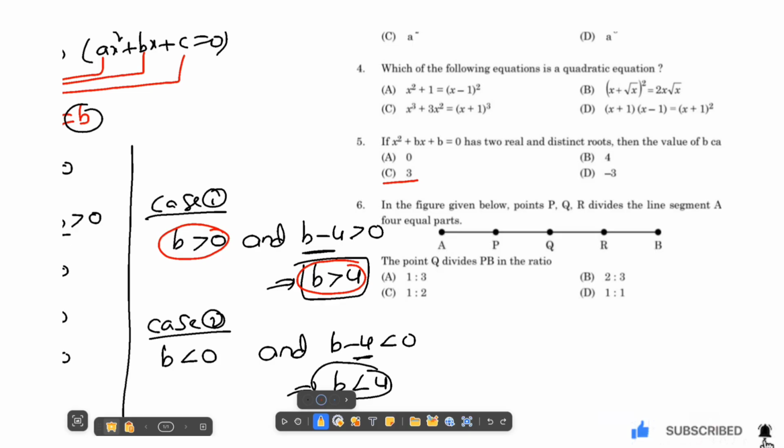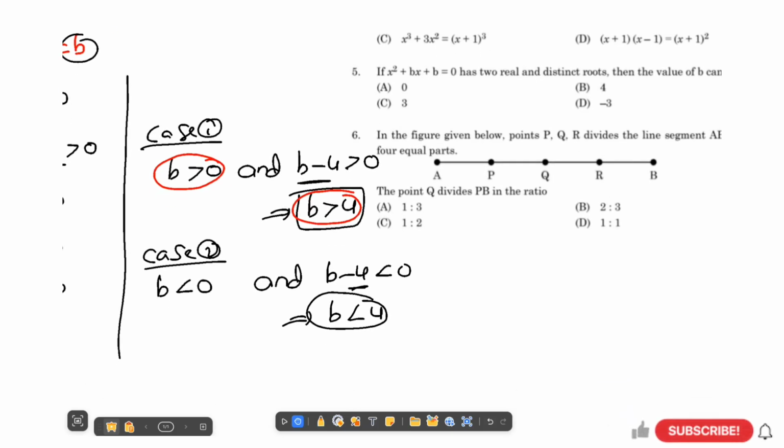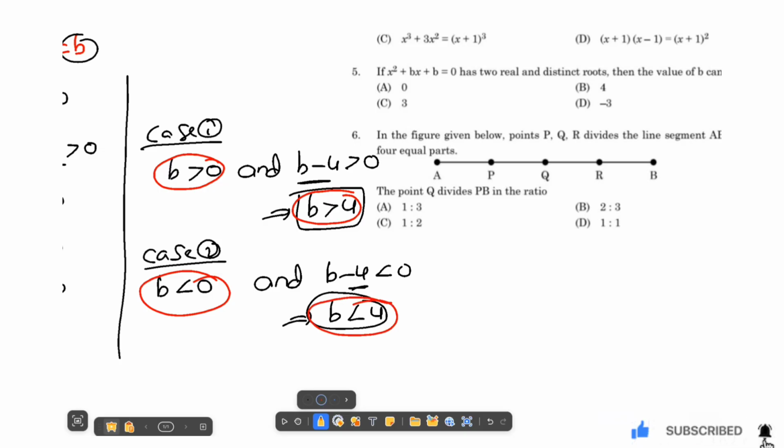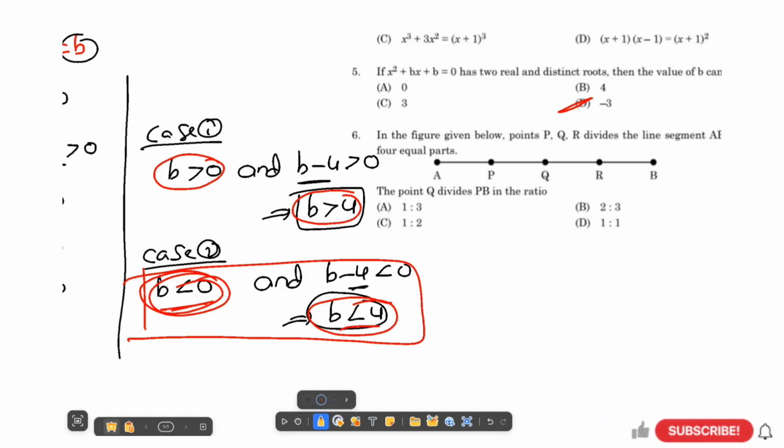So now let's go for the second option, case 2. What is case 2? b should be less than 0 and b should be less than 4. So what is the number that satisfies both of these? b should be less than 0, b should be less than 4. Only this option D, minus 3, is less than 0. Only option D will satisfy case 2. So option D is the right answer.